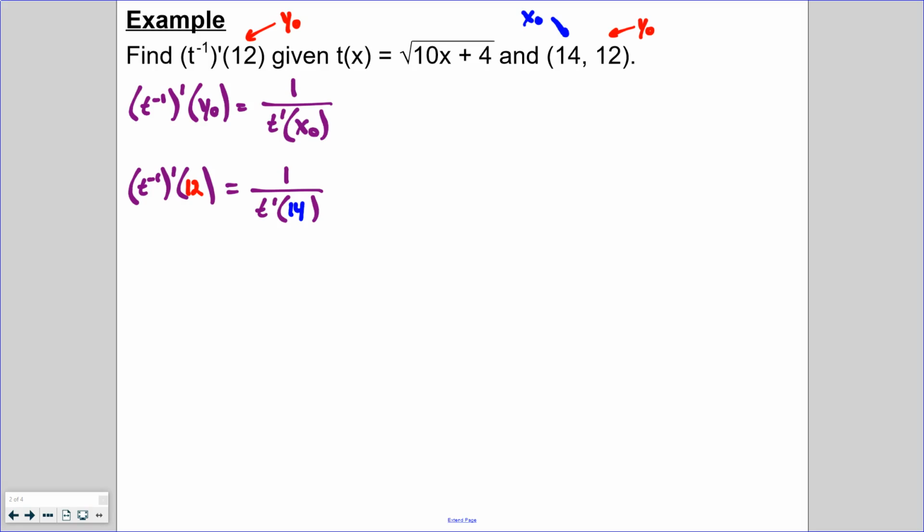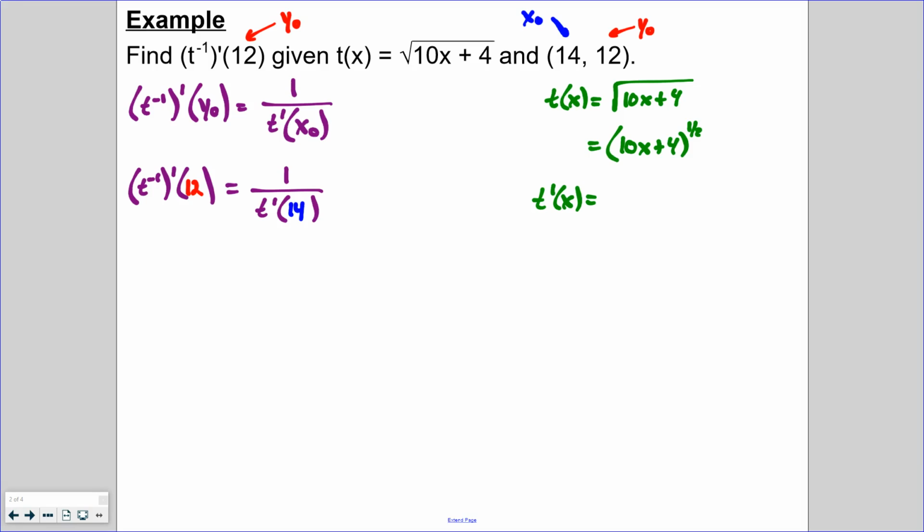So let's start out with our t function. We know t of x is equal to the square root of 10x plus 4. But sadly, we can't take the derivative of a square root, so we're going to have to rewrite it with an exponent. We can rewrite this as 10x plus 4 raised to the 1/2 power. Now, we'll take the derivative. So t prime of x is going to be equal to, well, 10x plus 4 raised to the 1/2 power is a composite function, which means we need to use the chain rule.